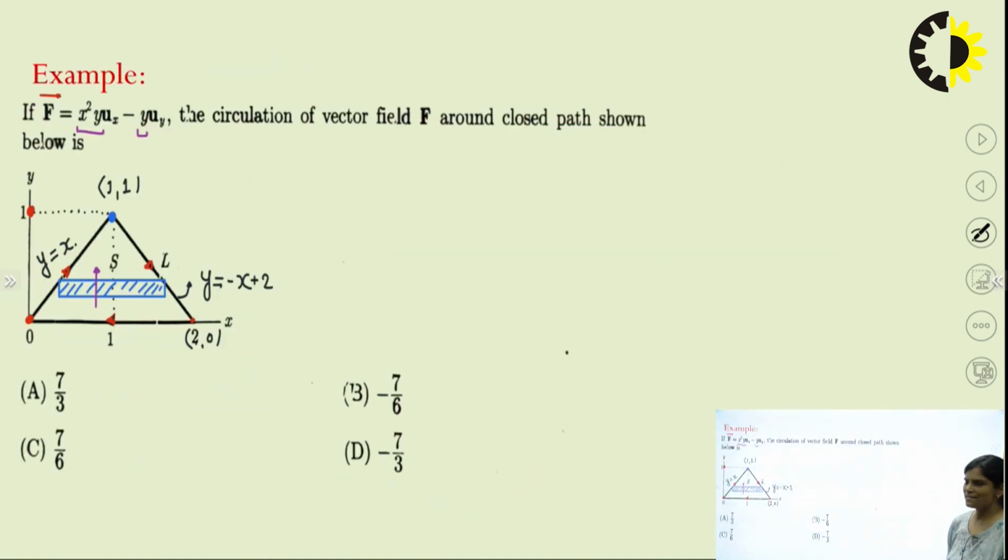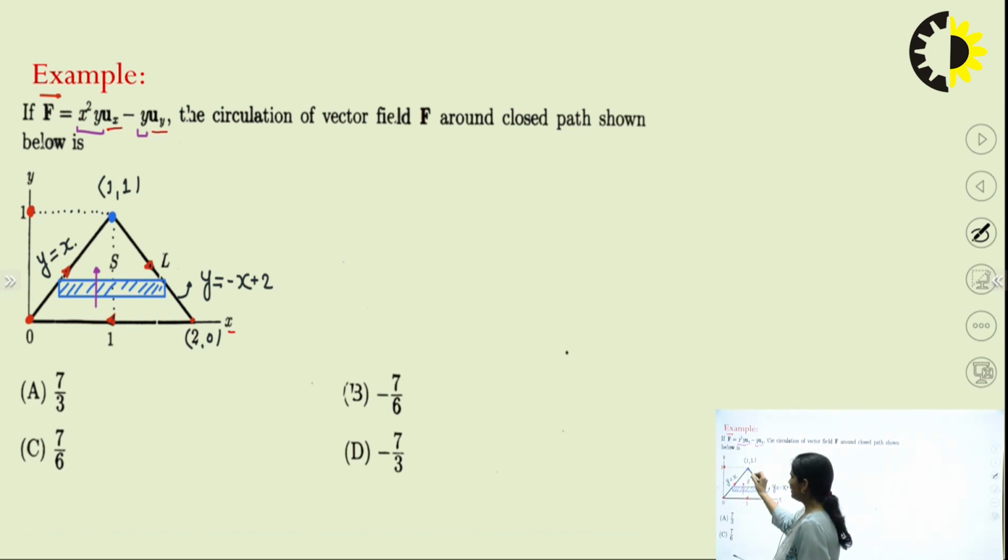Now let us take an example: F vector is equal to x square y unit vector of x minus y unit vector of y. The circulation of the vector field F around the closed path is shown in the figure below. Here we can see this is the x axis, this is the y axis, this is the origin. Now you have a line from the origin to the point (1, 1) and from (1, 1) to (2, 0). Now find the equation of the line.